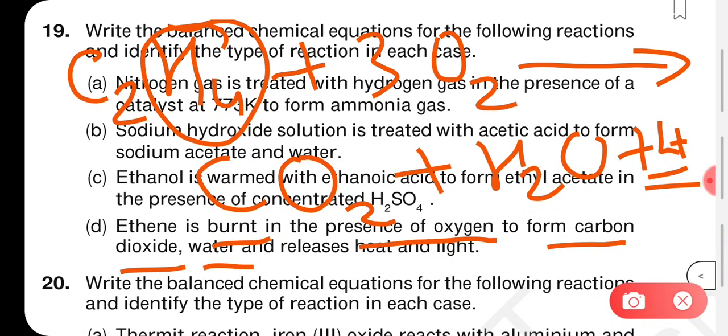Fine. So what all things can you write? Because carbon is added with oxygen and there is a loss of hydrogen also, it is an oxidation reduction reaction, or you can call it a redox reaction. Fine. It is also a combustion reaction because it is burning in the presence of oxygen. Fine. And heat is released, so it is an example of exothermic reaction. Then coming to the next thing, that is balancing the equation.